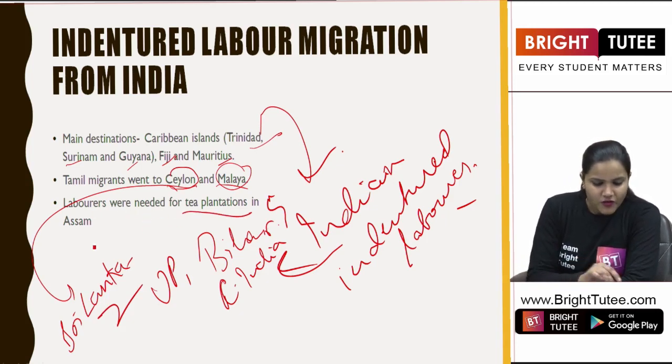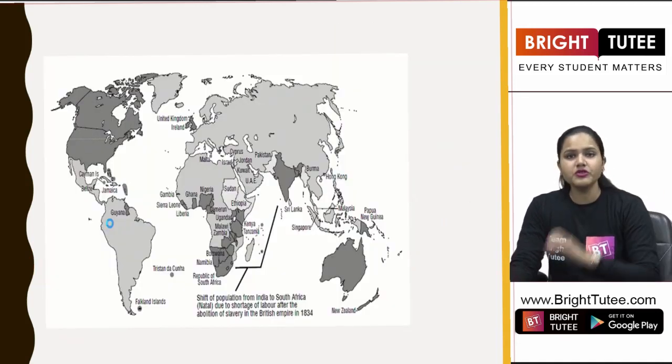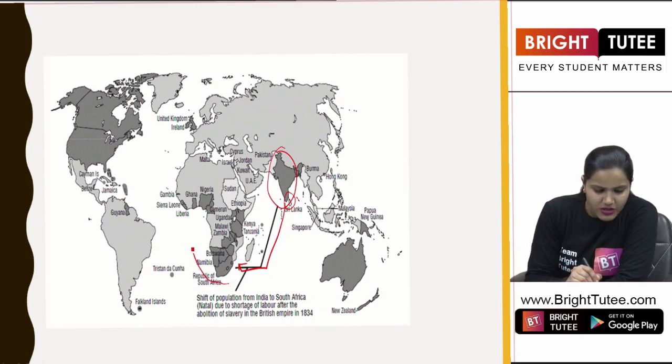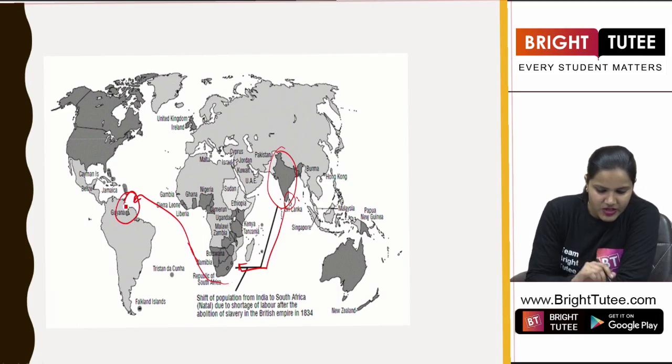Laborers were also needed for tea plantations in Assam. Now again, I'll show you through this map. So this is our country India. This is Sri Lanka. Now we see that from India to different regions, how they are going and how they are settling in these regions.